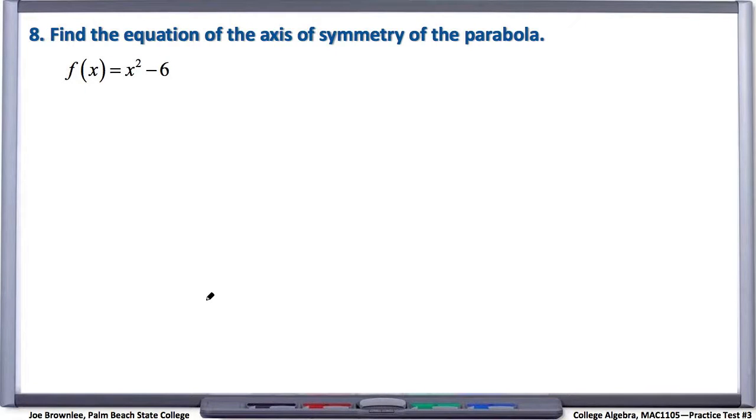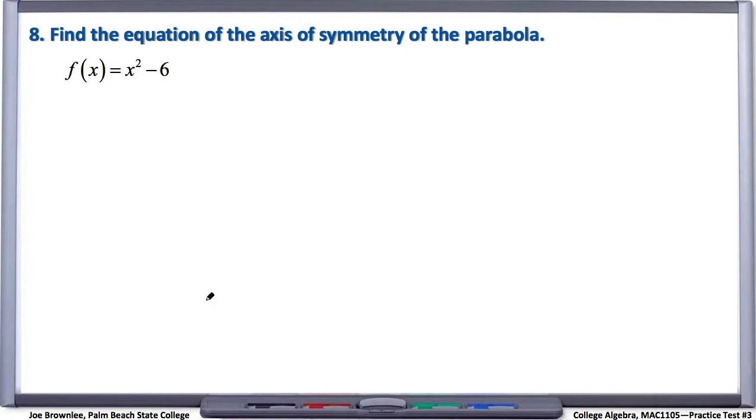All right, number 8, find the equation of the axis of symmetry of the parabola, and we're given the function f of x equals x squared minus 6. I think what I'll do with this question, number 8, is do two parts. I'll do this first part, finding the axis of symmetry using one method, and then I will create another video using an alternative method, and you can watch both and see which one you like.